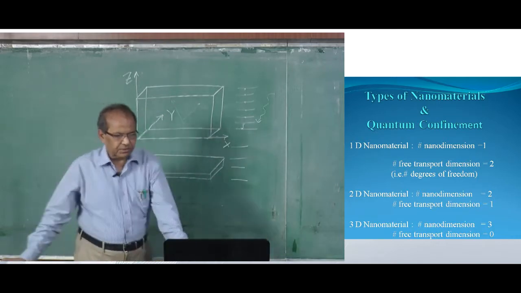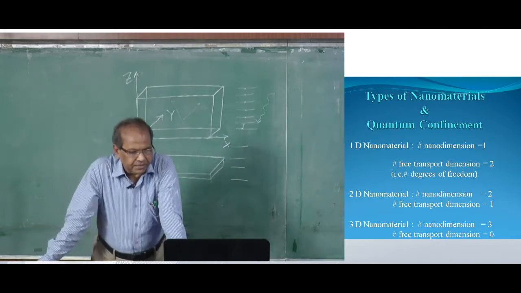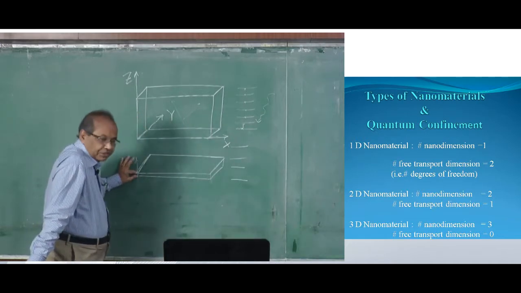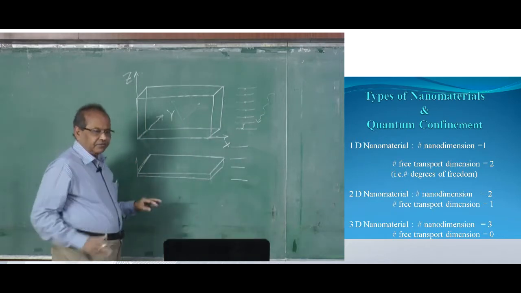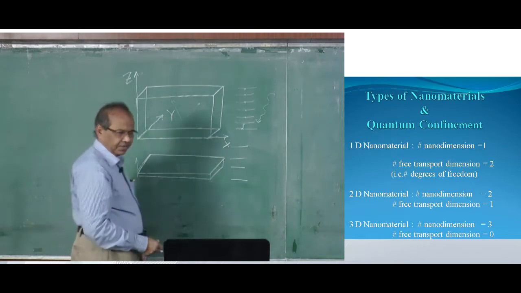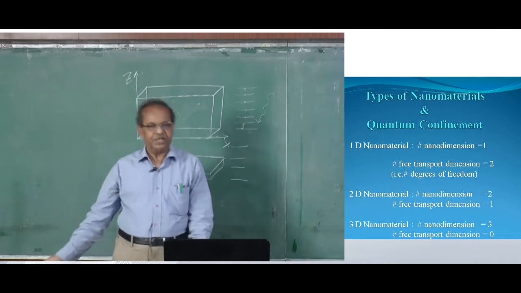So it is a one-dimensional nanomaterial in which the nano dimension is only one. This is the nano dimension. And the electron can freely move, transport in two directions. That means the degree of freedom is 2.